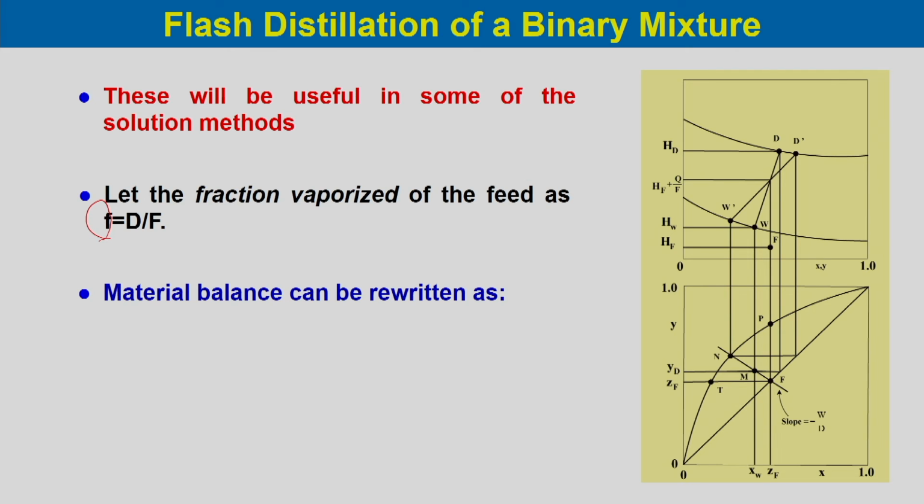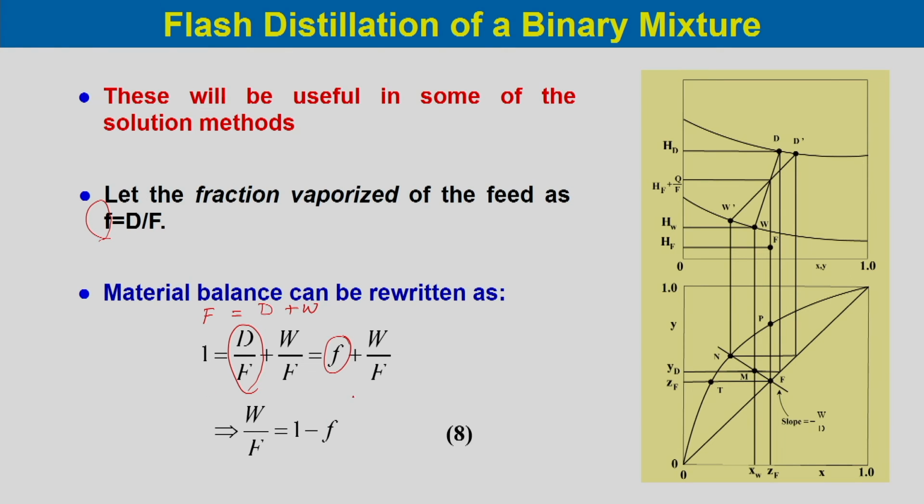Now, if we write the material balance, from the overall material balance, F is equal to D plus W. If we divide both sides by F, then 1 would be equal to D by F plus W by F, and this D by F we have defined as f, the fraction vaporized, plus W by F. If we just rearrange this equation, W by F would be equal to 1 minus f. So, this is equation 8.